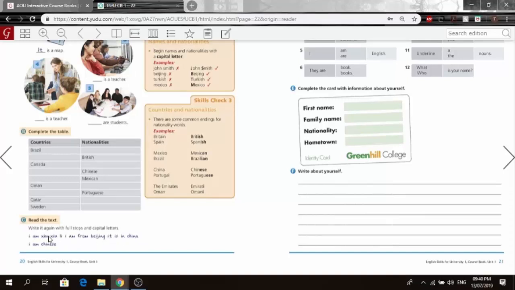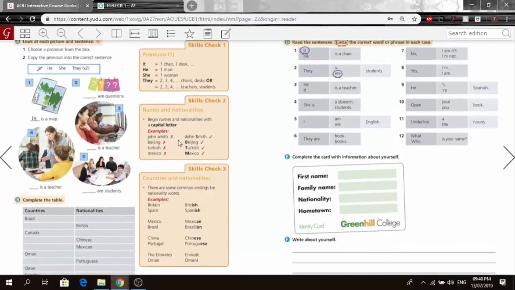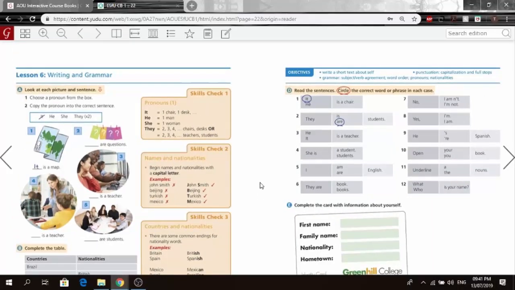His name, I'm not gonna even try and pronounce this, but it's in capital, just so you know. Like he says here, begin names and nationalities with a capital letter. So for example, John Smith, but the J and S is capital, okay? Beijing, but with the B capital. Turkish, T capital. Mexico, M capital, okay?